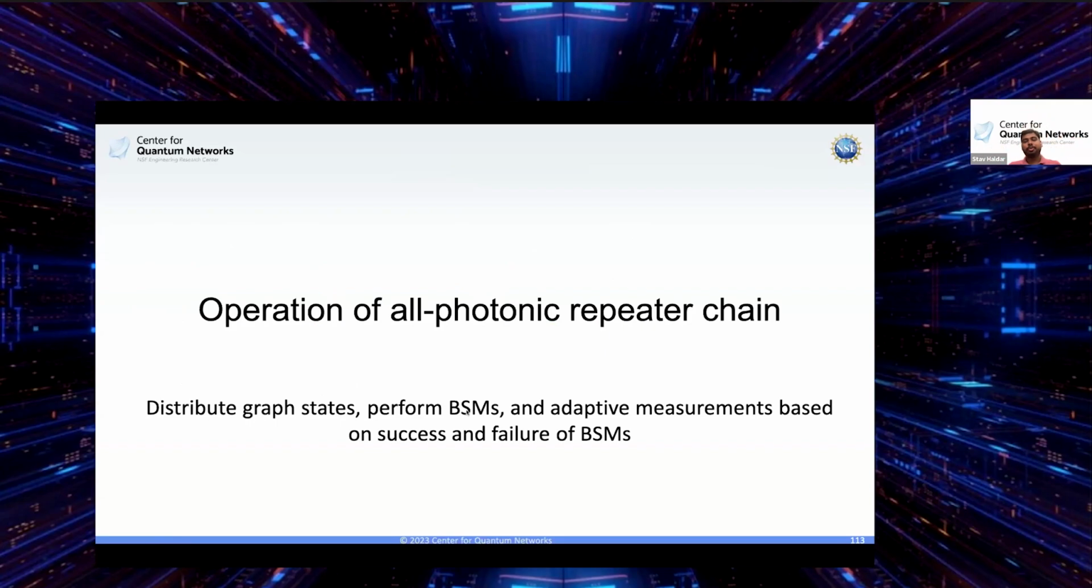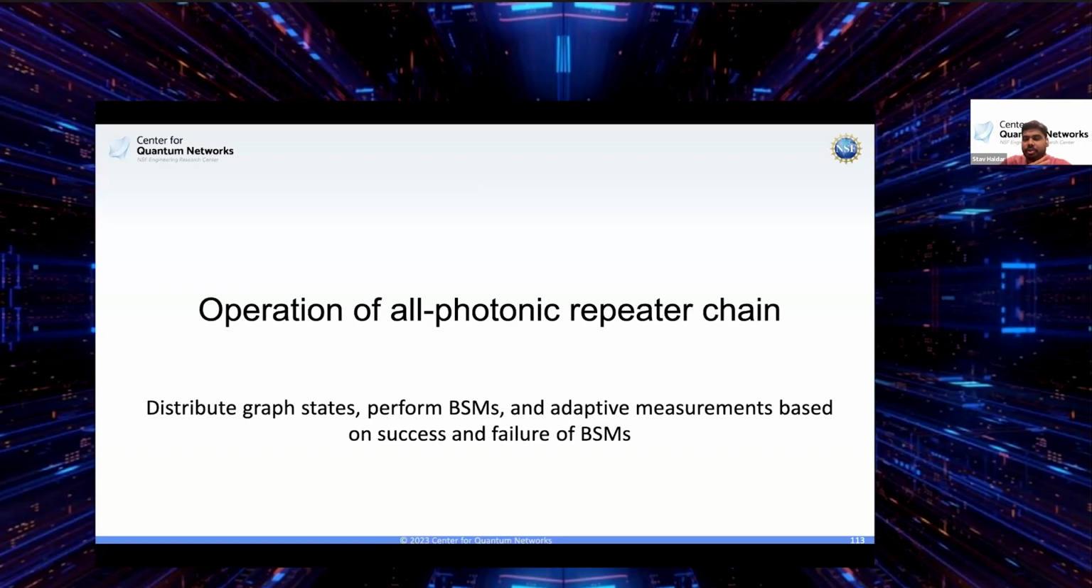Okay, so now to the main part of this section, which is the operation of the all-photonic repeater chain. So now let's discuss a concrete protocol to share entanglement between Alice and Bob, where they're very far away, say a few hundreds of kilometers or thousands of kilometers, and you want to do this without the use of any quantum memories. You just have photons or photonic states, and you want to do this.